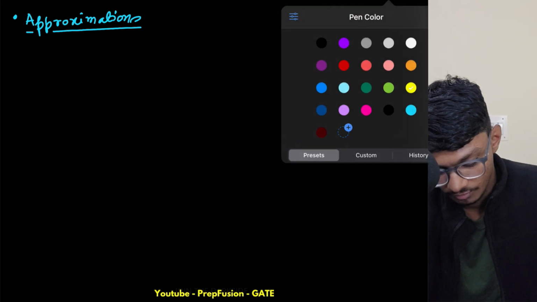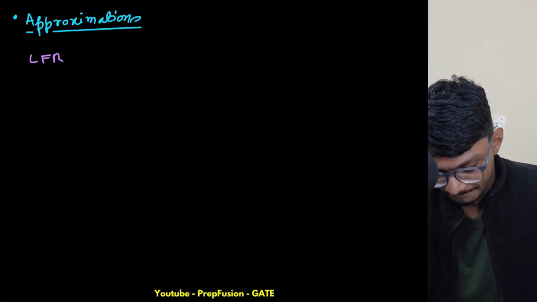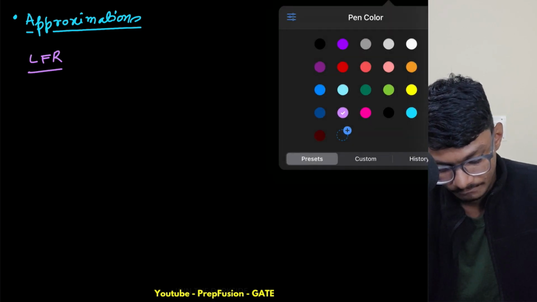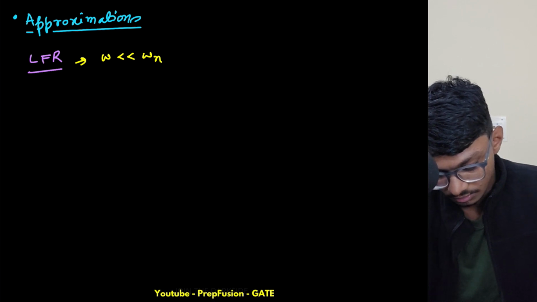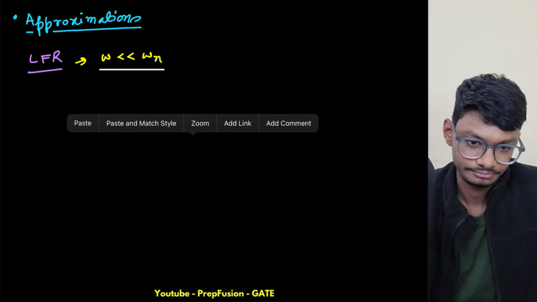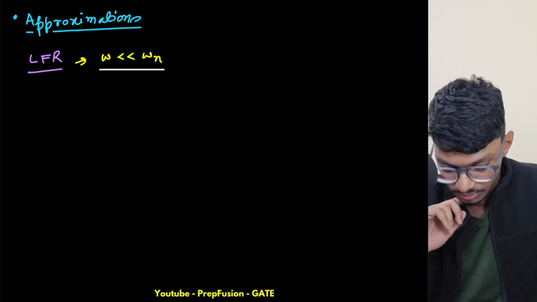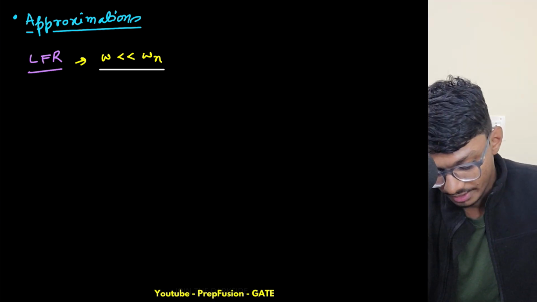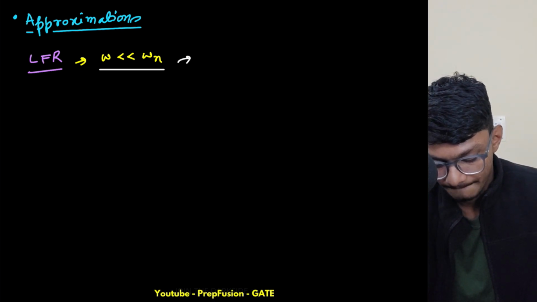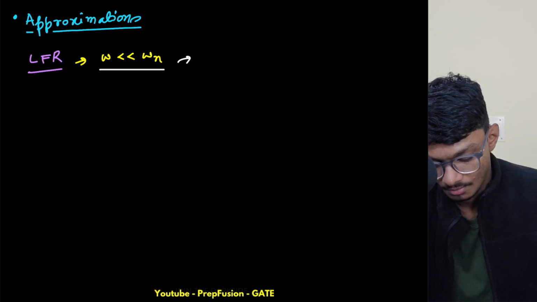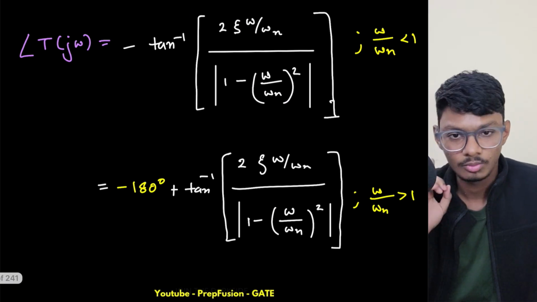What is the approximation? Basically, we are approximating for the low frequency region. In the low frequency region, what is happening? When my omega is much less than omega n, this is the low frequency region. So here what is happening to the magnitude? Omega is much less than omega n, and that means my omega by omega n is much less than 1.